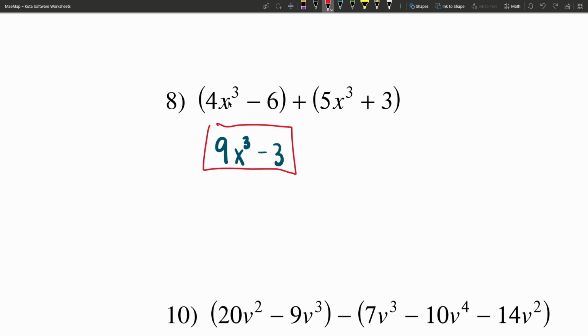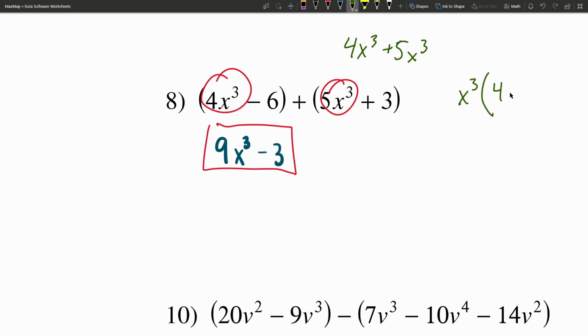And just for reference, another way we can think of combining 4x cubed with 5x cubed, 4x cubed plus 5x cubed, we can think of pulling an x cubed out of each. Pulling an x cubed, reversing that distribution, will have x cubed multiplied by 4 plus 5. Again, you can see that if I distributed that x cubed right back in, I would indeed get 4x cubed plus 5x cubed. But now that I have my parentheses, because I pulled it out, 4 plus 5 equals 9. And x cubed times 9 is the same as 9x cubed. So just another way to think about how you can combine these numbers together.